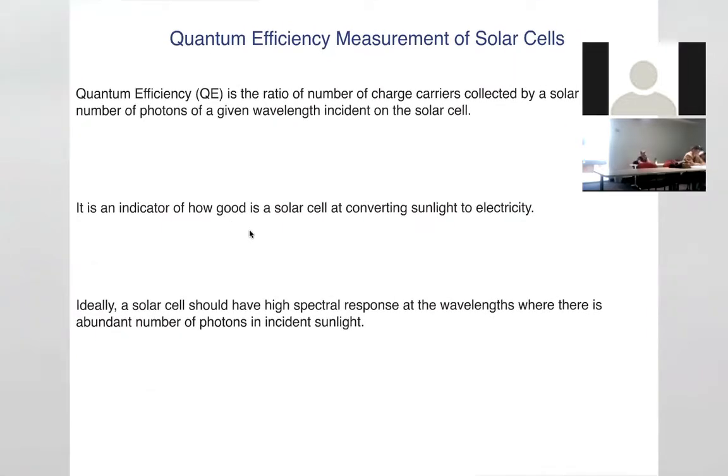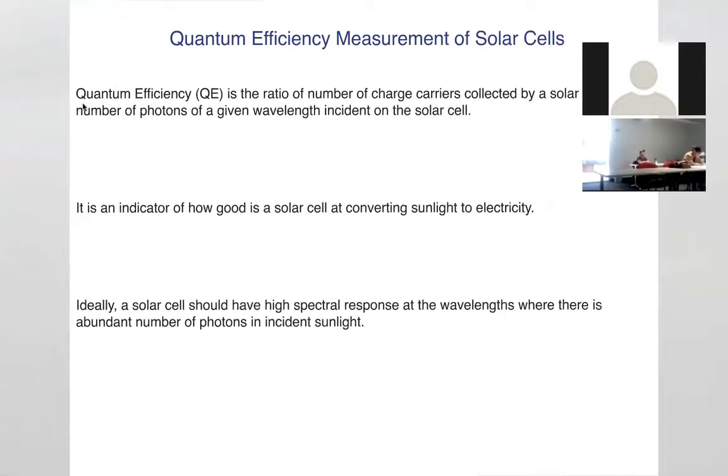Now, there's another property of the solar cell that we haven't talked about, just referred to as a quantum efficiency. Now, quantum efficiency is actually quite an important property of solar cells, and it's something that depends very much on the color or energy of the photon that's incident on it. Okay. So what is quantum efficiency? It is defined as the ratio of the number of charge carriers collected by a solar cell. That is the current, essentially. That's a current generated by the solar cell, because current is the number of charge carriers per unit time, divided by the number of photons of a given wavelength incident on the solar cell.